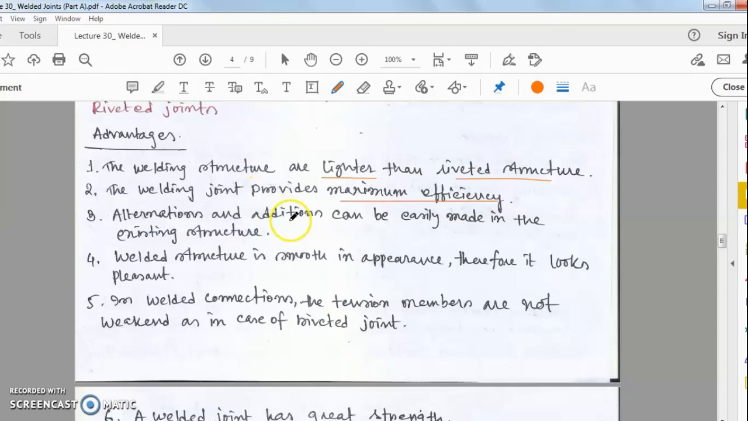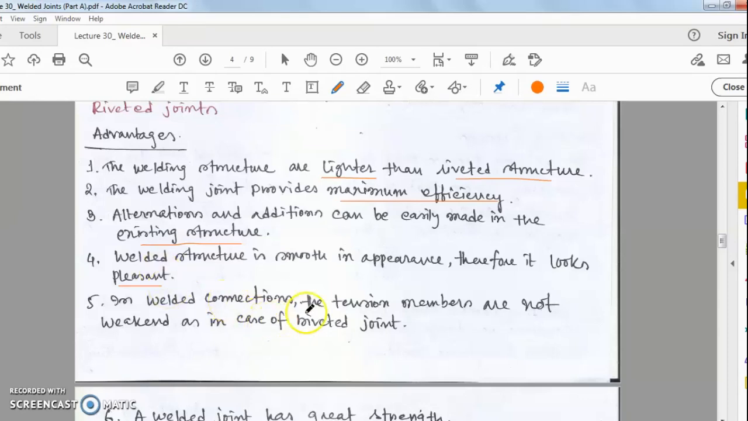Next, alteration and addition can be easily made in existing structures. In case of any existing structure or foundation, if you require any additional part to be joined, you can easily do that with the help of the welding method. Now, a welded structure is smooth in appearance, therefore it looks pleasant. In terms of aesthetic beauty, the welded joint parts look good.